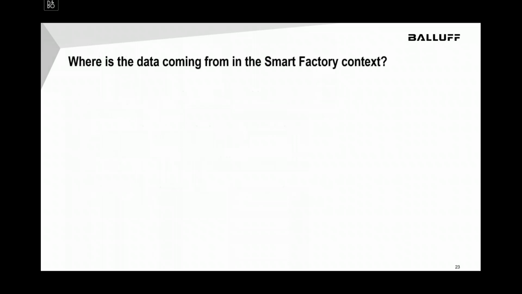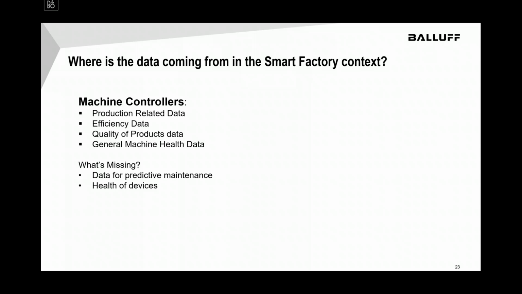Now the question comes, where is this data coming from in the smart factory context? One place that data is coming from is the machine controller. And the machine controller can only give data that it can access or synthesize, which is production-related data, efficiency data, quality-related data, or general machine health. For example, I produced 100 pieces in 50 seconds, and my OEE is 96%, which is great.